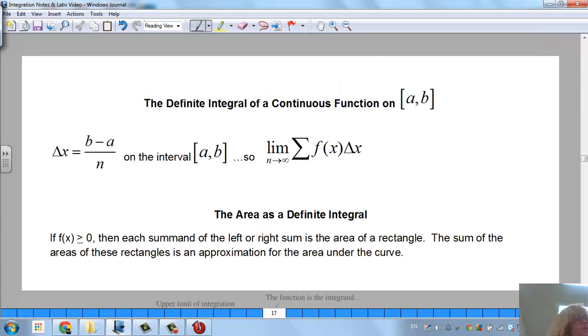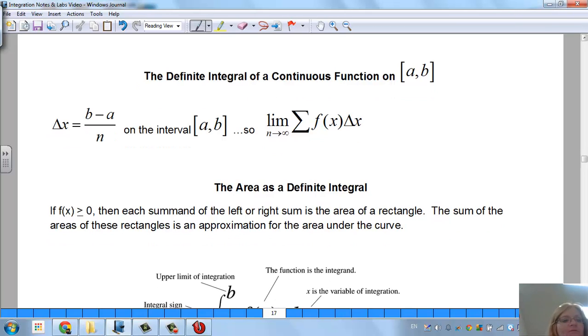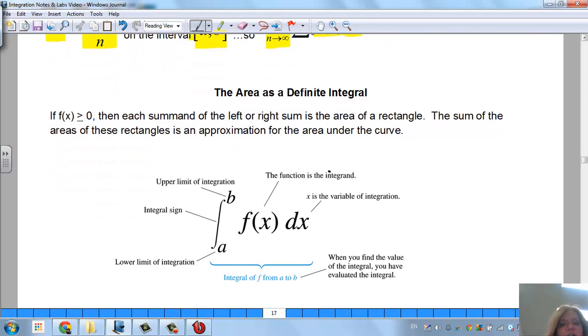Now, let's do a little bit of background, and then I'm done with this video, but I wanted to make sure you had a little background on where it came from. So again, delta x equals b minus a over n on this interval ab. What we did was the sum of your function times the change in x, for whatever n was. But if I put a limit in front of it as n goes to infinity, as you noticed, it gets closer and closer to the actual value. So let's look at how the definite integral came about.